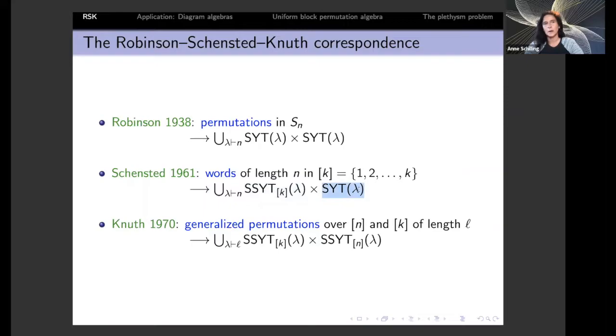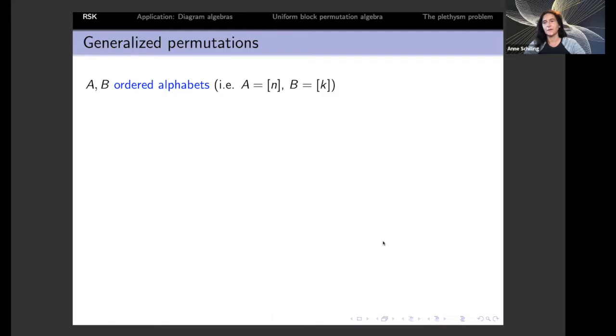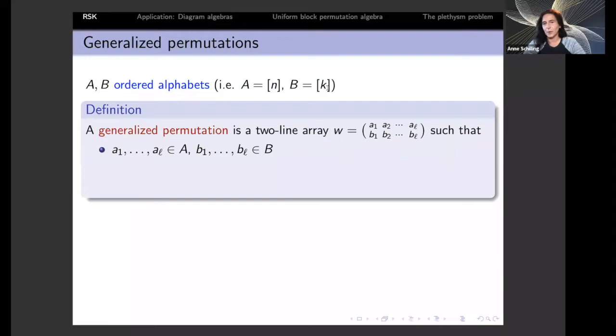And then what Knuth did is he generalized this to generalized permutations. In this case, both of the tableaux will be semistandard. Let me briefly remind you what a generalized permutation is. You have two ordered alphabets, A and B. You can think of A as the numbers from 1 up to n, and B as the numbers from 1 up to k. A generalized permutation is a two-line array such that the letters a_1 up to a_l in the top line are from the alphabet A, and the numbers b_1 up to b_l in the bottom line are from the alphabet B. The top line should weakly increase, and for the bottom line, whenever the a's are equal in the top line, the b's also have to weakly increase.